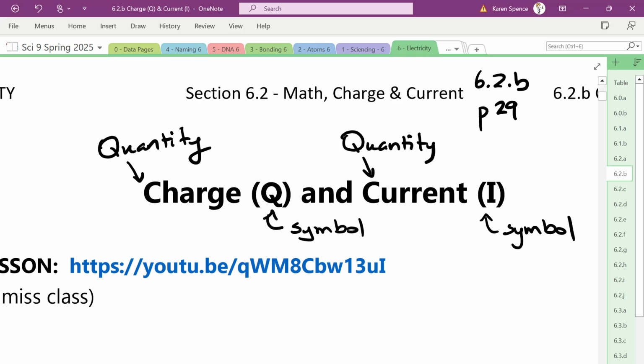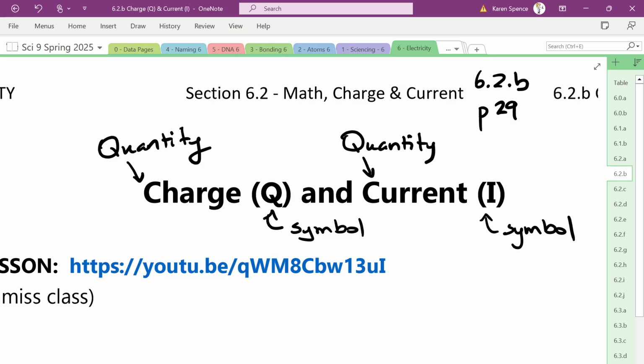And I know you're probably like, what the heck? There's no Q in charge, and there's no I in current. Well, Q stands for the quantity of charge, and I stands for the intensity of the current.